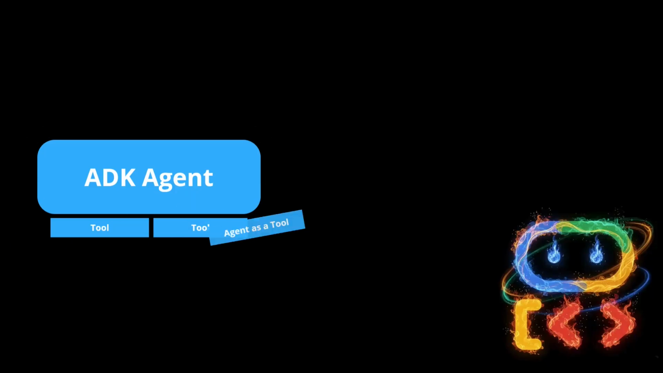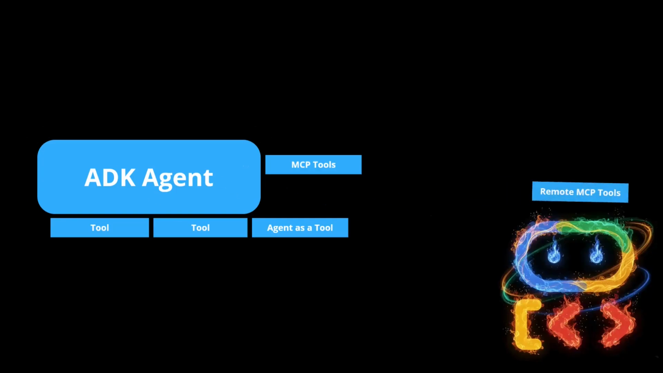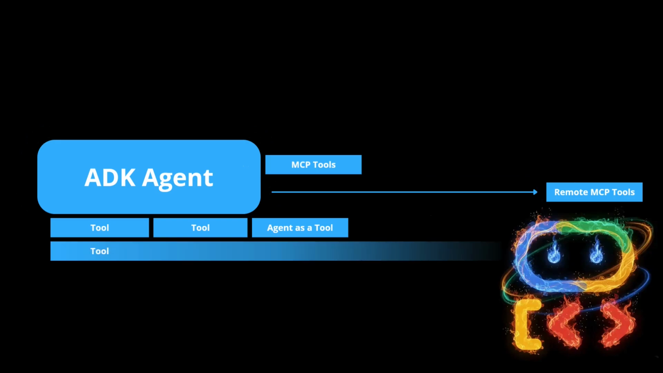You can use a local subagent as a tool, and you can also have a local MCP server that offers a set of tools. However, the MCP server can also be located remotely, allowing for communication via TCP/IP. Additionally, there's the whole topic of long-running tools to consider.